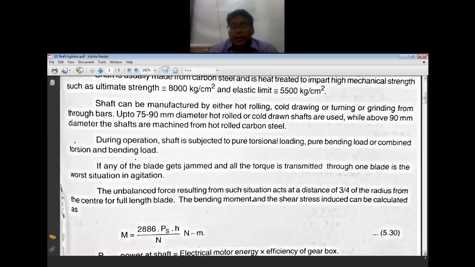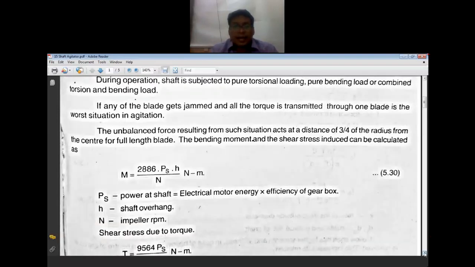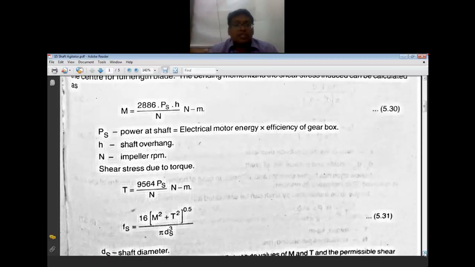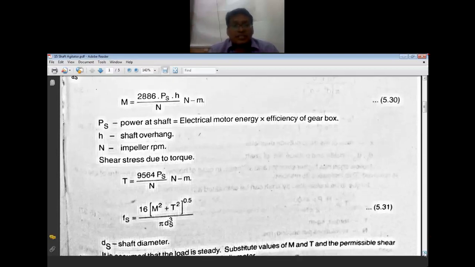Now, the bending moment and shear stress, how are they calculated? The bending moment is calculated as M equal to 2886 into PS into H upon N, where M is the bending moment with units of Newton meter. PS is the power, in which we are incorporating the efficiency of the gearbox also. H is the shaft overhang, the length of the shaft which is overhang.